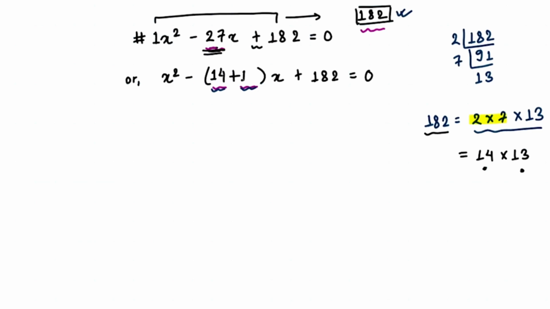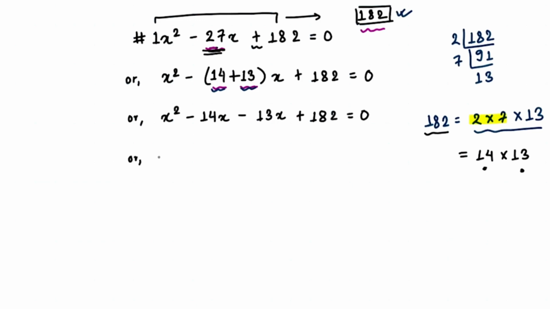Now let's put those numbers over here. So we have one of the numbers as 14, the next number as 13. So 14 plus 13 is 27 and 14 times 13 is 182. Now we can easily factorize this. So we have x squared minus 14x minus 13x plus 182 equals to 0.